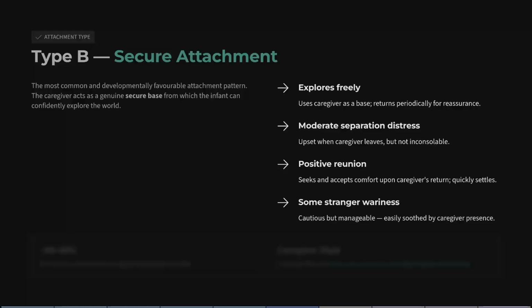Then at reunion, this is the positive and settled behaviour. This is the defining feature of secure attachment. The infant seeks contact with the returning caregiver, accepts the comfort offered, and settles relatively quickly. The caregiver's return genuinely regulates the infant's distress.